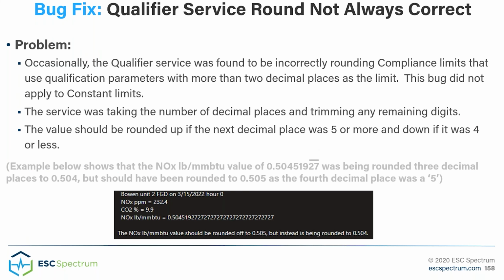With the qualifier service, there was an issue where the rounding was not always correct. This is very much an edge case, but occasionally the qualifier service was found to be incorrectly rounding compliance limits that use qualification parameters with more than 2 decimal places as the limit. This didn't apply to the constant limits though. Basically, it was truncating the value rather than rounding the value.